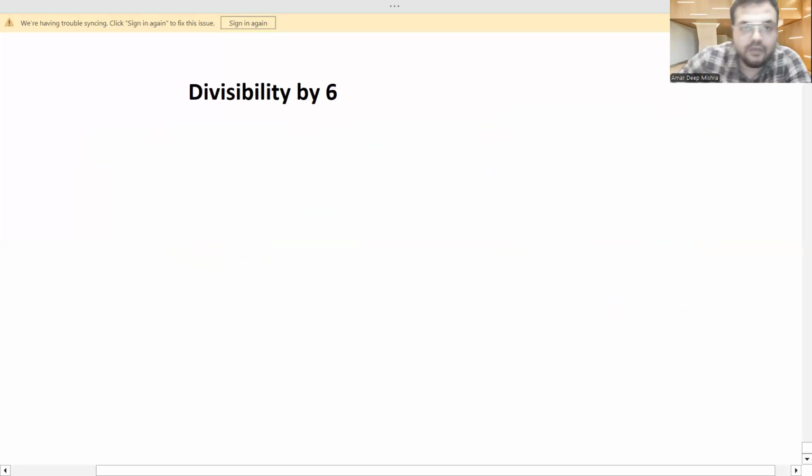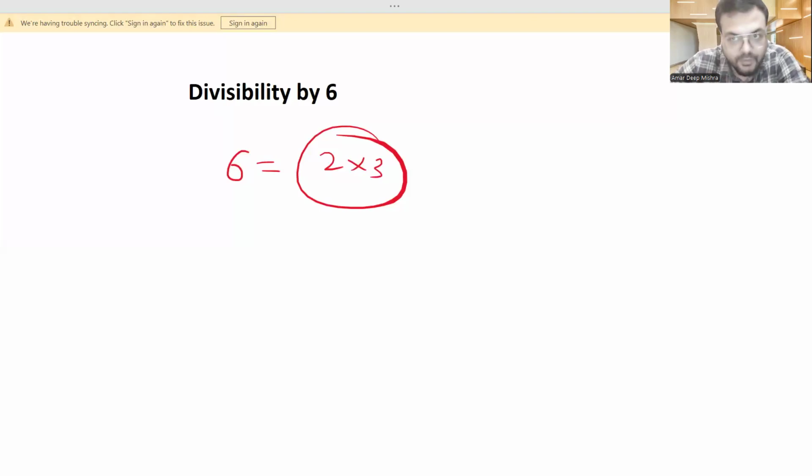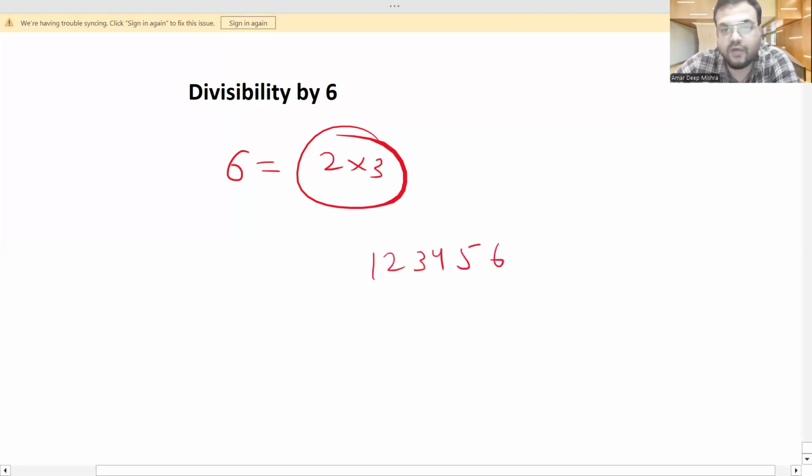Okay, we know that 6 equals 2 into 3. So if you have to find out whether a given number is divisible by 6 or not, you have to find out whether that number is divisible by 2 and 3 both. So instead of finding out the divisibility by 6, you can divide the number by 2 and by 3. And the number should be divisible by 2 and 3. Then only the number will be divisible by 6. Okay, for example, I take a number 1,23,456. I have to find out whether this number is divisible by 6 or not.